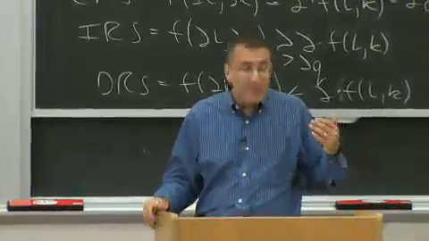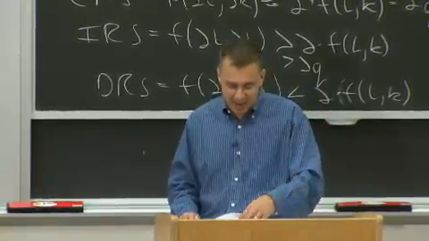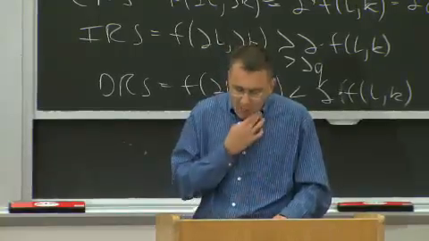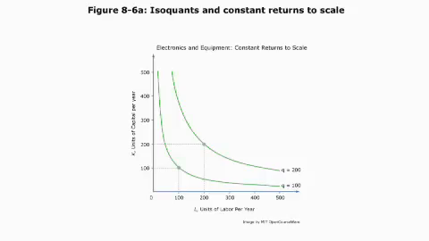Okay? Now, an example of what that looks like, if you go to the last page in the handout, we have two examples. Figure 8.6a shows constant returns to scale. These are from the textbook. Here, when we doubled the inputs from 100 labor and 100 capital to 200 labor, 200 capital, you doubled output. Those are constant returns to scale isoquants.